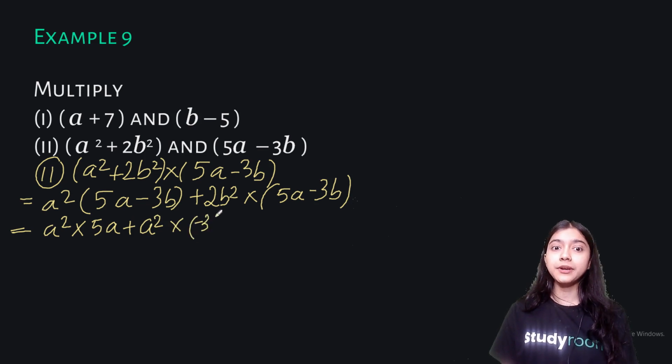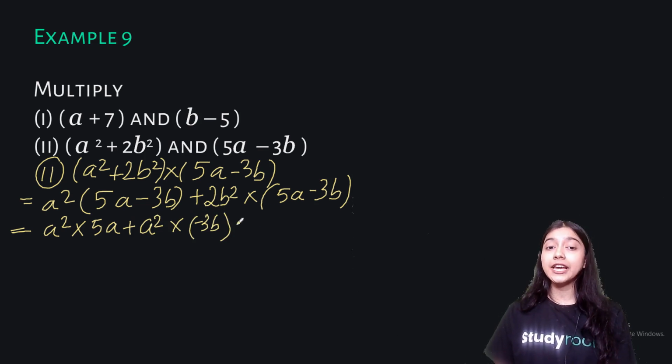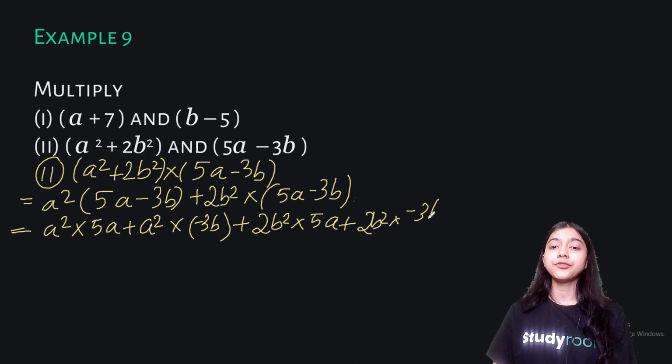So, let's keep it in bracket to avoid any further mistakes. Now, we have plus 2b square multiplied with 5a. So, I will write plus 2 times of b square is multiplied with 5 times of a. And then I have to multiply plus 2b square with minus 3b. So, I will write plus 2 times of b square multiplied with minus of 3 times of b. So, it's better to keep this in bracket.